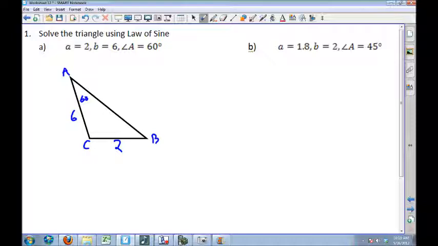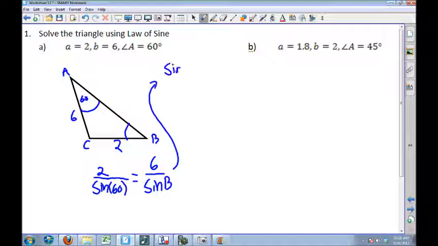So the first one that would be most convenient to find would be angle B, since I have A and B. So I'm going to do side A over the sine of angle A is equal to side B over the sine of angle B, which when I cross multiply, solve out, I get that sine of B is equal to 6 sine of 60 over 2. Sine of 60 is just rad 3 over 2, so this is 6 rad 3 over 2, which is 3 rad 3 over 2. Uh-oh.